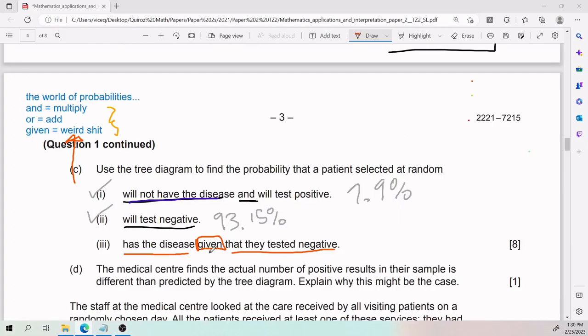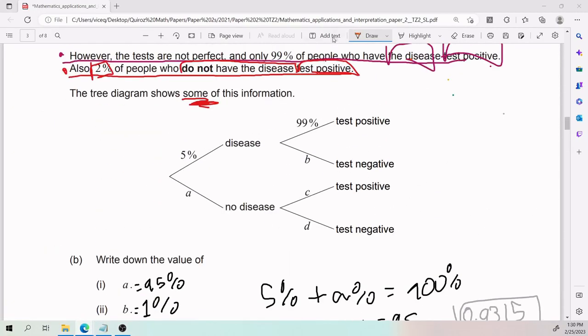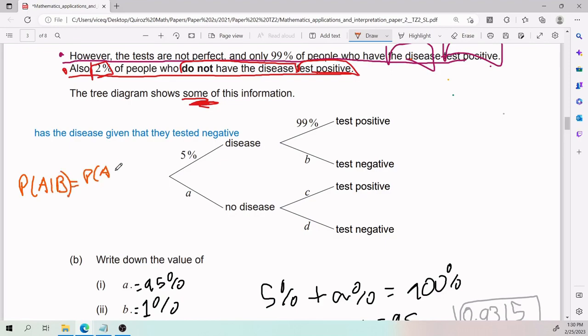If I go back to my tree diagram, we have has the disease given that they tested negative. We said it was P(A given B) equals P(A and B), and on the bottom we have just P(B). The hard part here is defining what is A and what is B, and you work from there. We said it was A given B, so A is before B in the word given. Anything to the left of given is going to be A, and anything to the right of given is going to be B.